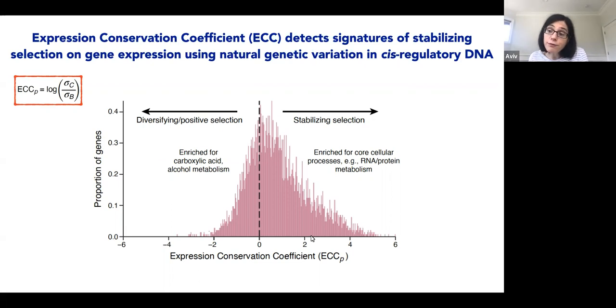And they're indeed enriched for genes involved in conserved cellular processes like RNA and protein metabolism. And then we would have negative ECC values. That means higher variance in the real than the generated sequences. And that would be a signal of diversifying or positive selection. And indeed, we see those negative ECC values enriched in genes involved in metabolic processes that vary across the yeast.